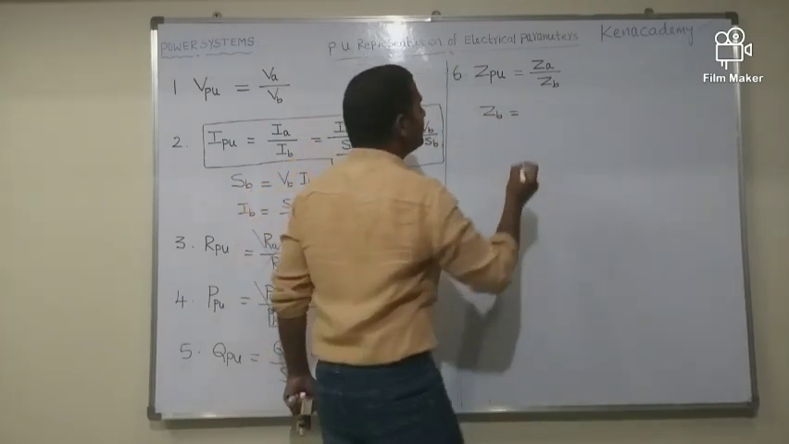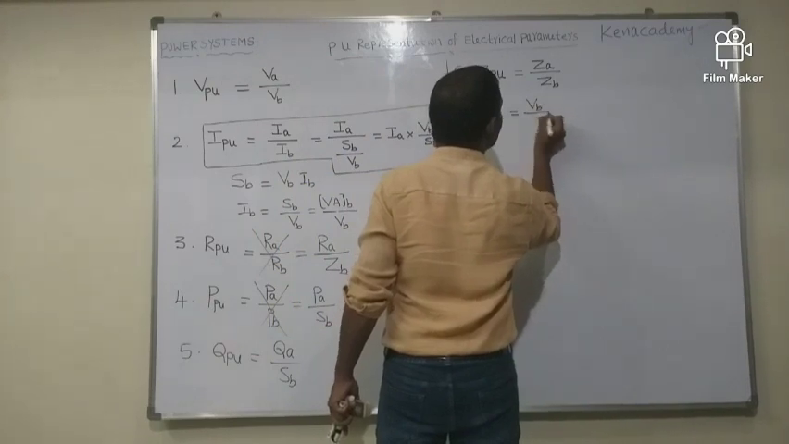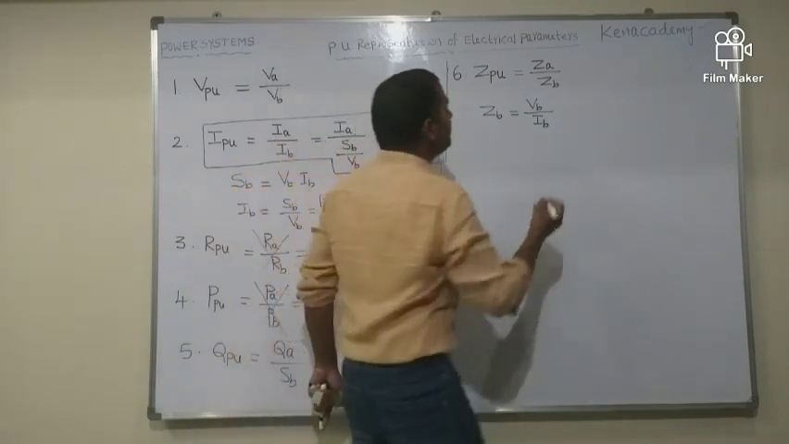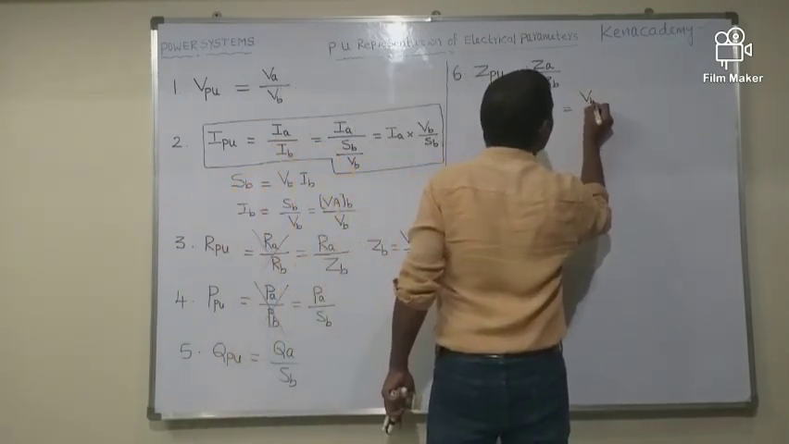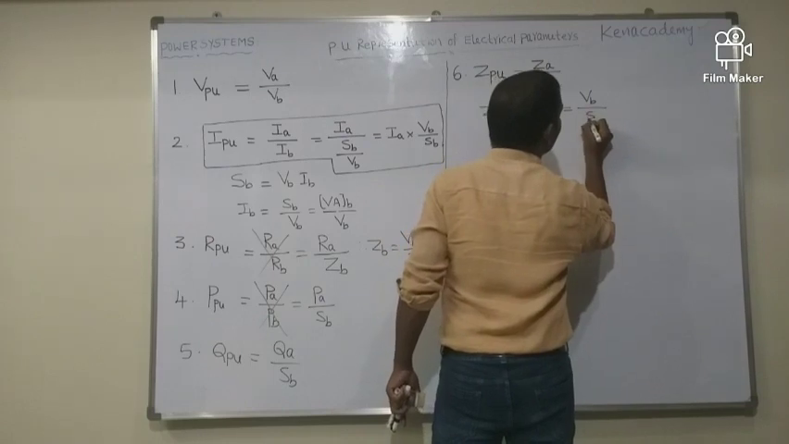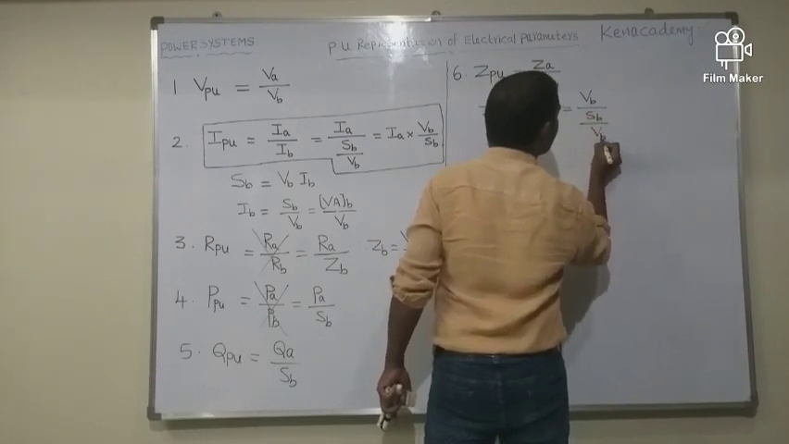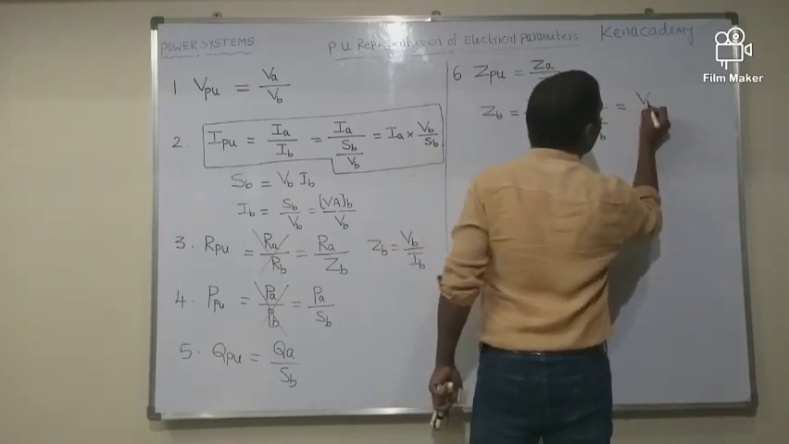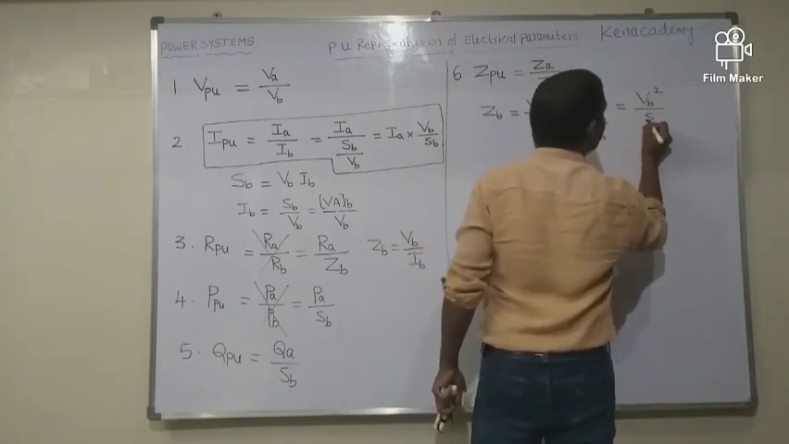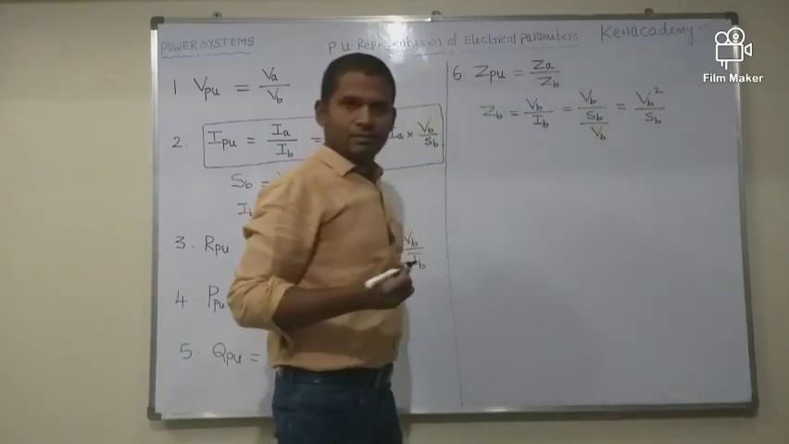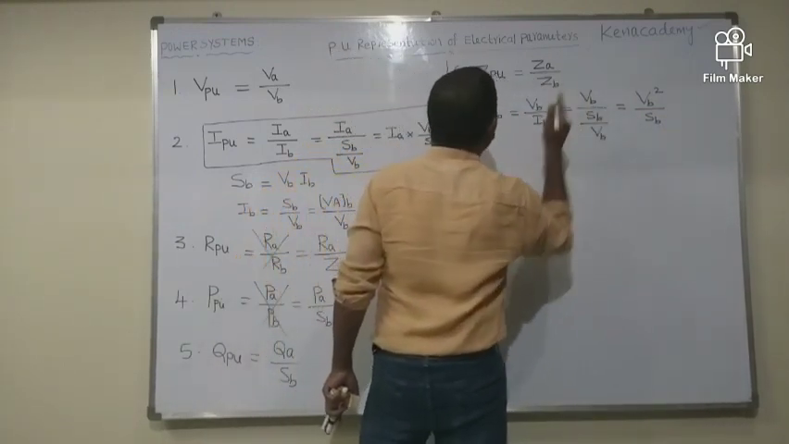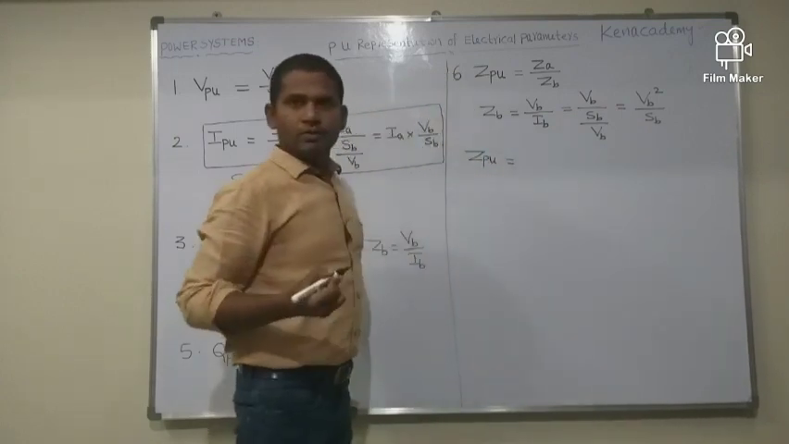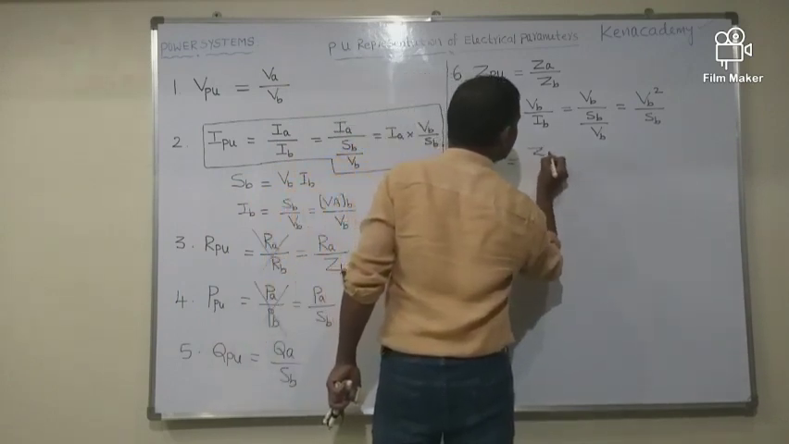How to write Z base? As V base by I base. Then I don't know I base directly. Then how to write I base? S base by V base. Then how to write this one? That is V base square by S base. Clear? Now substitute this Z base here. Then we get the formula for Z per unit. Then Z per unit equal to Z actual by Z base.